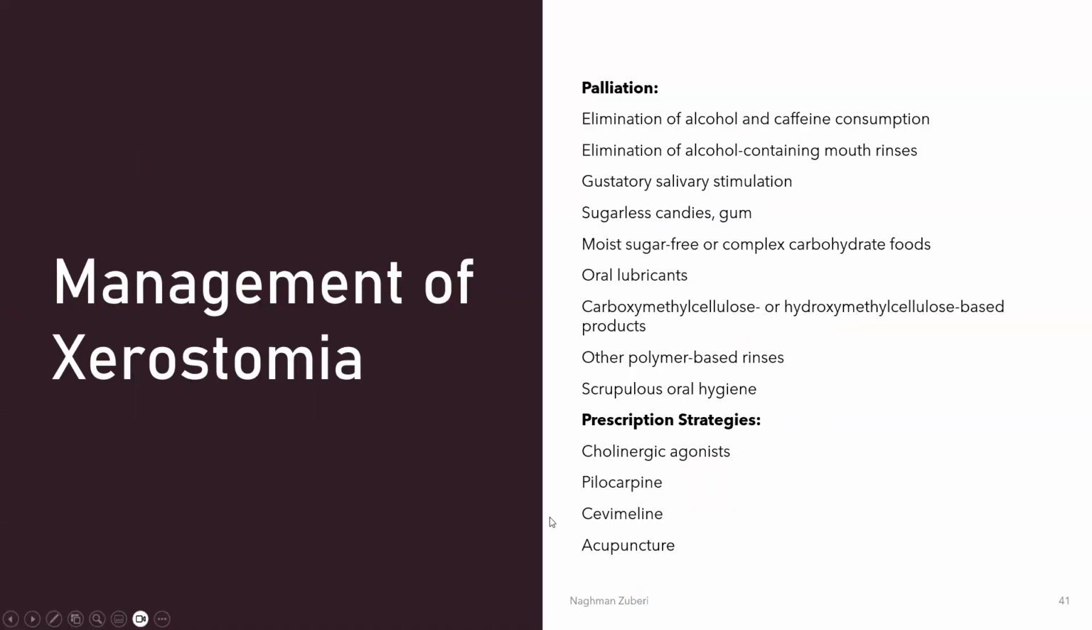Management of xerostomia, palliation. Elimination of alcohol and caffeine consumption, elimination of alcohol-containing mouth rinses, gustatory salivary stimulation, sugarless candies or gum, moist sugar-free or complex carbohydrate foods, oral lubricants, carboxymethyl cellulose or hydroxyethyl cellulose-based products, other polymer-based rinses, then scrupulous oral hygiene.